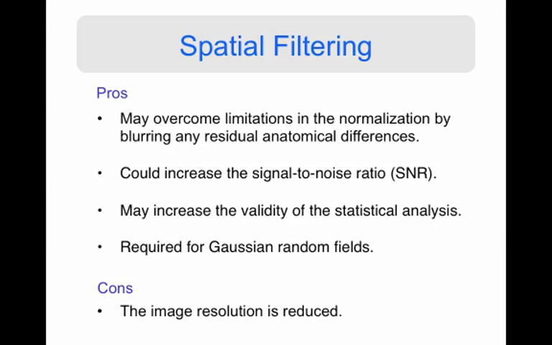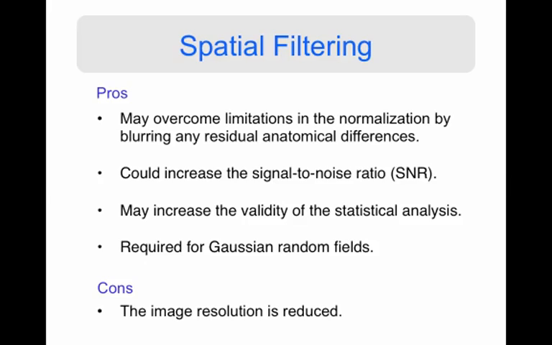One is that it can overcome limitations in the normalization by blurring any residual anatomical differences. So basically, what we mean here is that the normalization procedure that we just performed can be imprecise and can have artifacts in certain areas. Sometimes we want to smooth over those rough edges, and smoothing can help us do that.